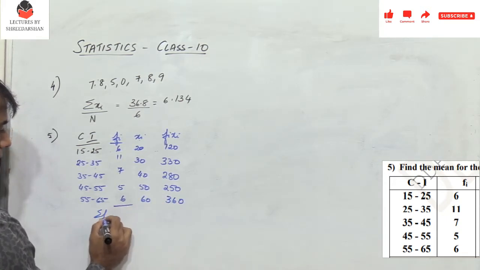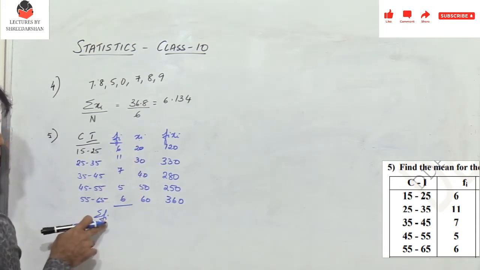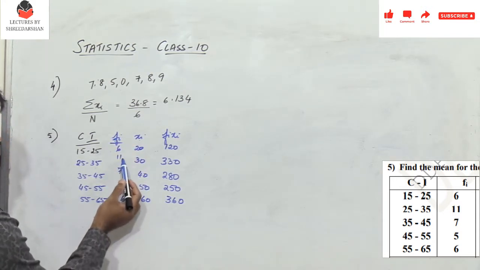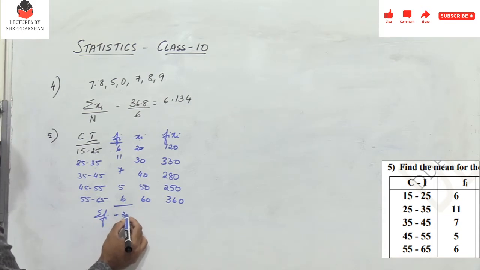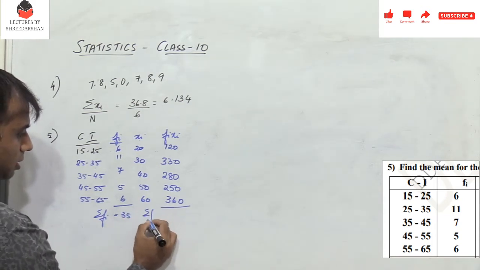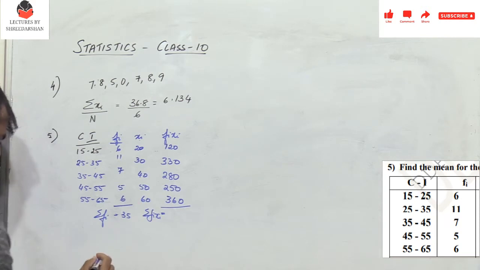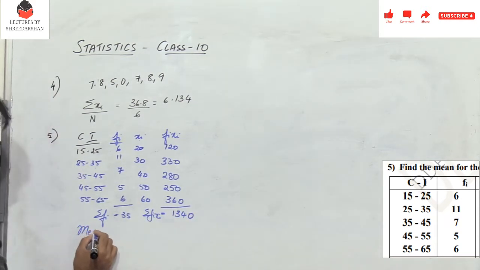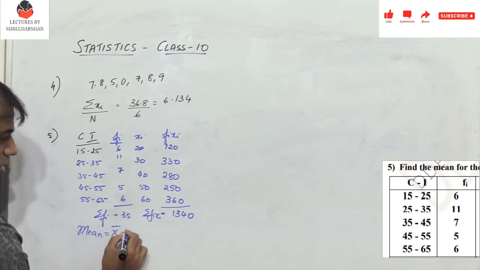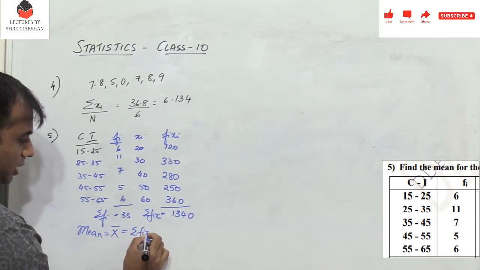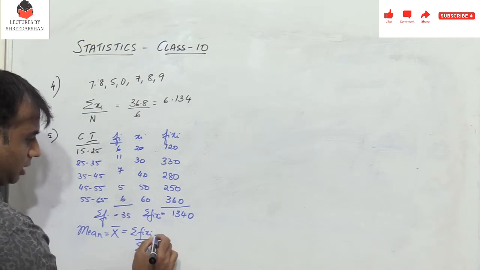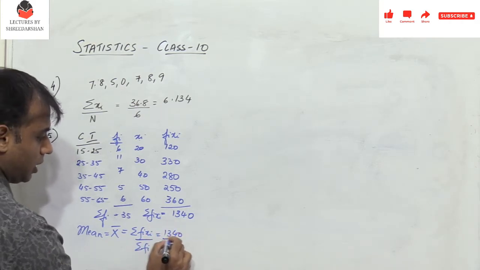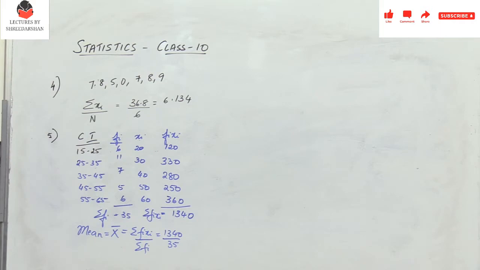So add up this column, summation fi. So this will give me a total of say 35. And you find summation fi xi. So that will give me 1340. And the mean x bar is nothing but summation fi xi divided by summation fi, which is 1340 divided by 35. So the mean value is 38.28. A very simple problem.